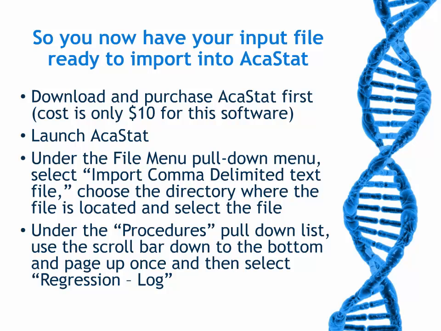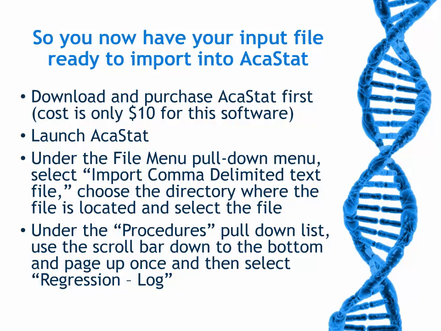So next you obviously have to download AcaStat. It takes like 5 minutes to install. It'll send you an email and you use the link, and you can put it on up to 3 different machines if you want to. Once you do that, you have to launch AcaStat, get the program up and running, and then under the file pull down menu, you select import comma delimited text file, which will be your CSV file. Select that file by going to the directory where the file is, hope you didn't forget where you put it, and then select the CSV file that we just created.